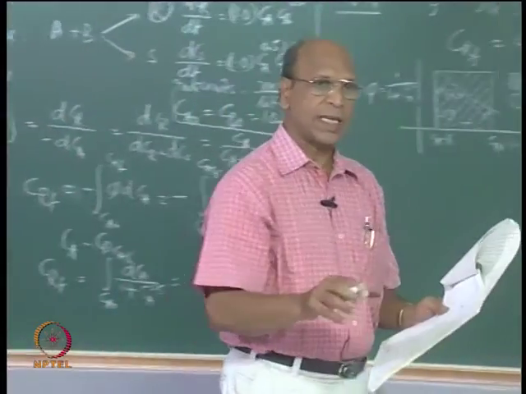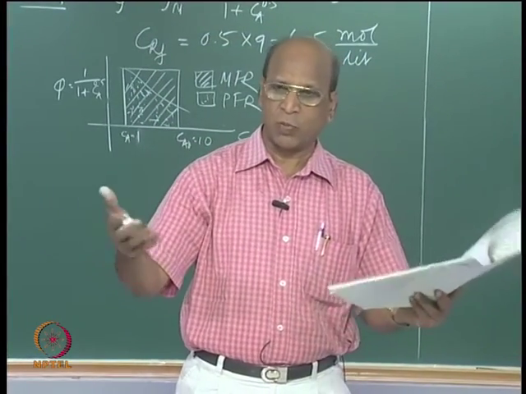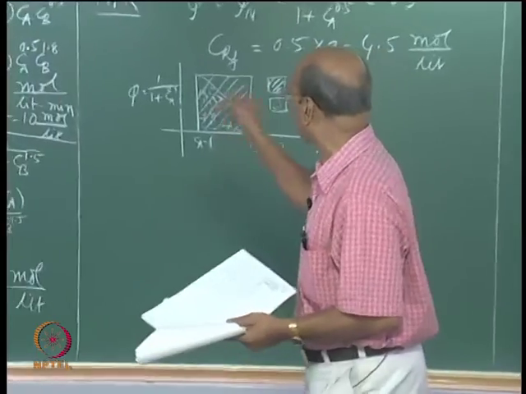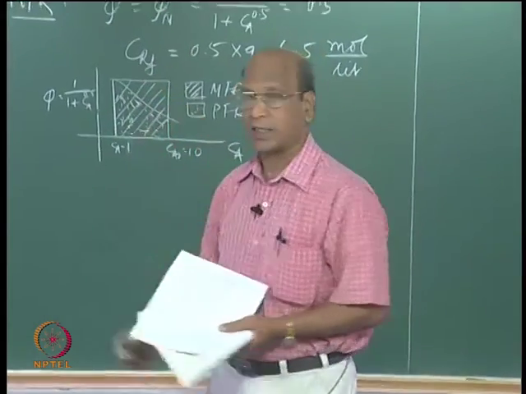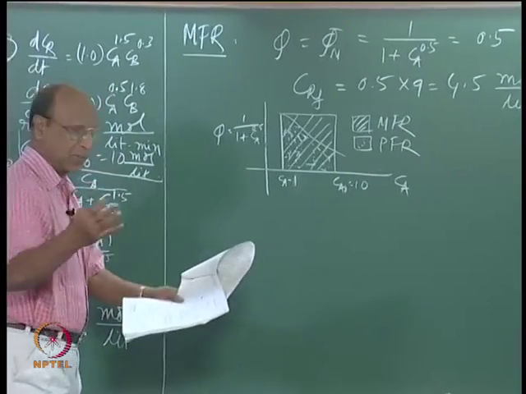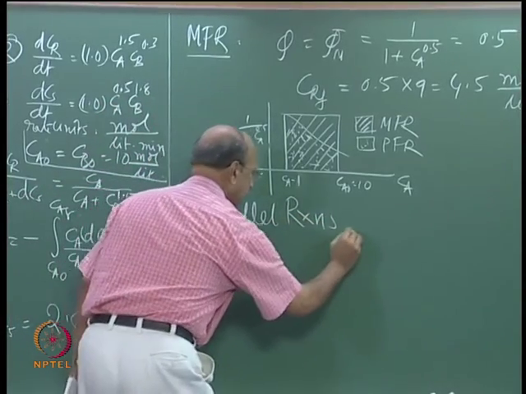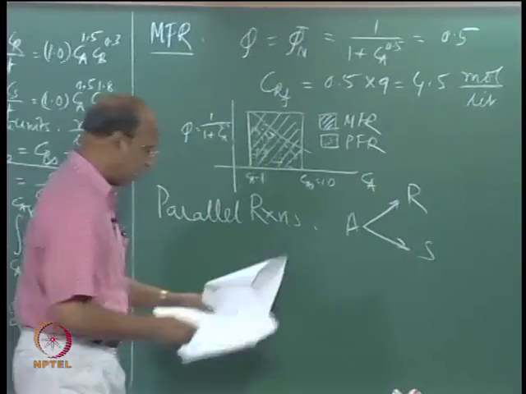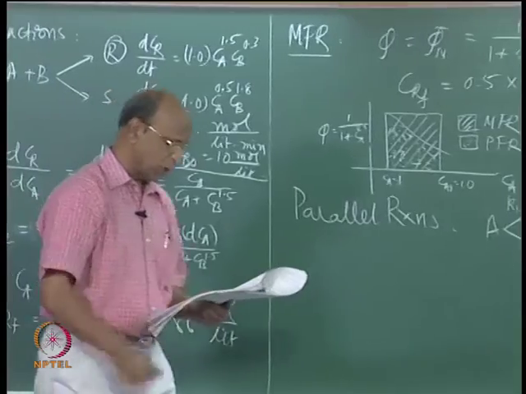Now we have not talked about the volume of the reactor till now. We are only talking about CRF. None of you asked how to calculate tau, and I also did not tell. Now I would like to get the numerical value for the volume for this kind of multiple reactions. How do you do that? Let me take parallel reactions, with a scheme A going to R and A going to S, with K1 and K2. As usual, epsilon equals 0.